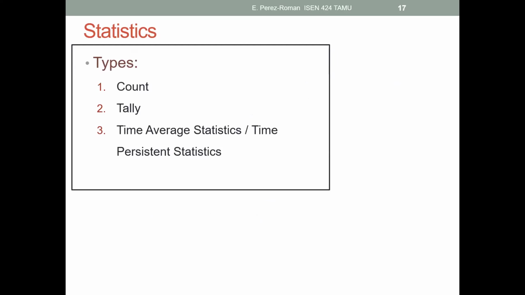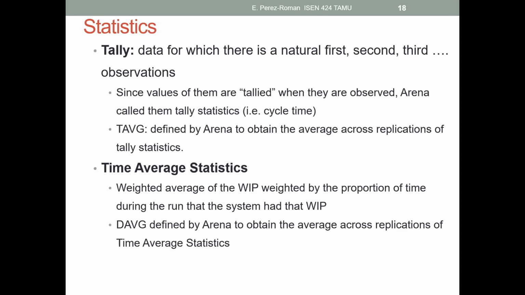Another group of statistics are the tally statistics and the time average statistics. These are time persistent statistics. So let's talk first about the tally. Tally is data for which there's a natural first, second, third observation. And then what we try to do is tally them. You're basically putting them into, let's say, a bucket.